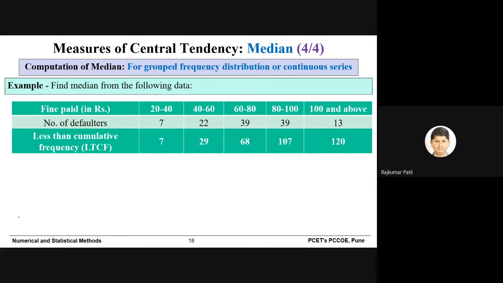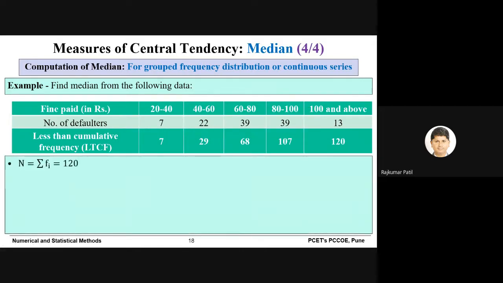Once you prepare this, we need to find out the number of individual observations. So n is the sum of all frequencies. So take the sum of all these values. The answer will be 120.